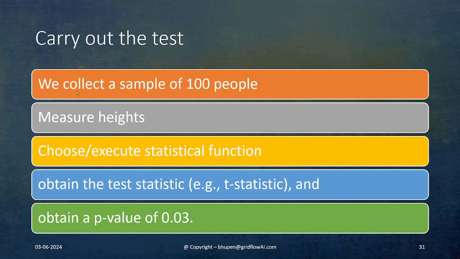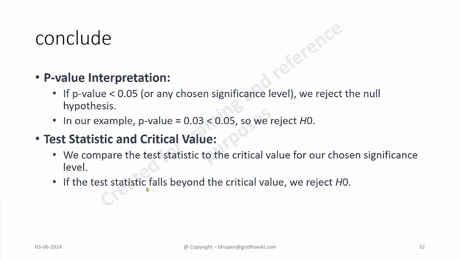Now after that, we carry out the test. That simply means you will collect some sample, let's say 100 people, and then you measure the heights, and that is your sample. And then after that, we choose the statistical function, let's say t-test. To the t-test, you provide the sample data, and the t-test is going to give you the test statistic. That's a number, and that number we will use to make the conclusion. We're going to talk about p-value as well. The p-value can be derived from the test statistic. We will look at how it is actually derived from the test statistic. Both of these are useful numbers to make the conclusion finally.